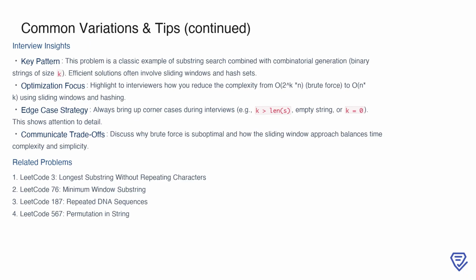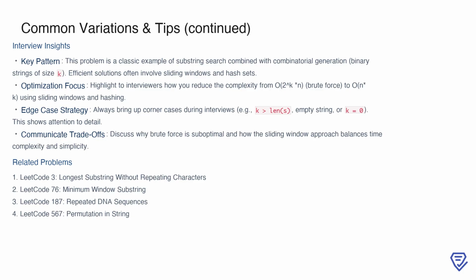This problem is a great opportunity to showcase your understanding of key patterns often seen in interviews. Specifically, it combines substring search with combinatorial generation of binary strings of size k. Efficient solutions typically involve sliding windows and hash sets, so be sure to emphasize these during an interview. Focus on how you optimize from a brute force approach, which has a complexity of O(2^k * n), down to O(n * k), with sliding windows and hashing.